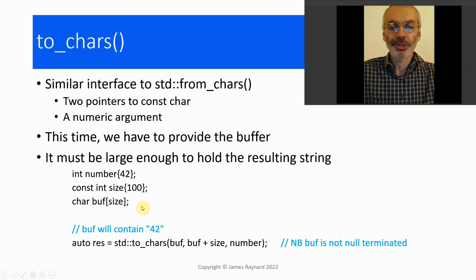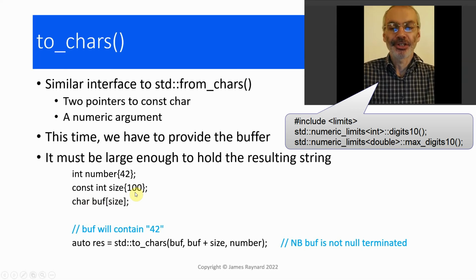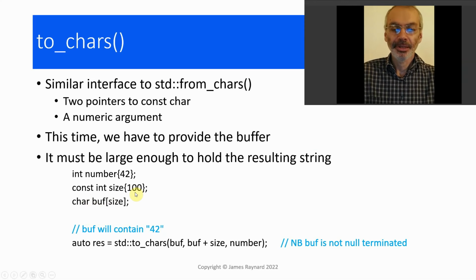So the simplest way is to have an array of characters, not const of course, because we're going to write into it. I'm using 100 here, which should be safe enough, but if you want to be more precise, then there are functions in the limits header which will give you the exact number of digits for each numeric type. Then we call it the same way. We give it the pointer range and the number. This buff is the name of the array, so that's a pointer to the first element, and then adding size will give a pointer to the last +1 element.